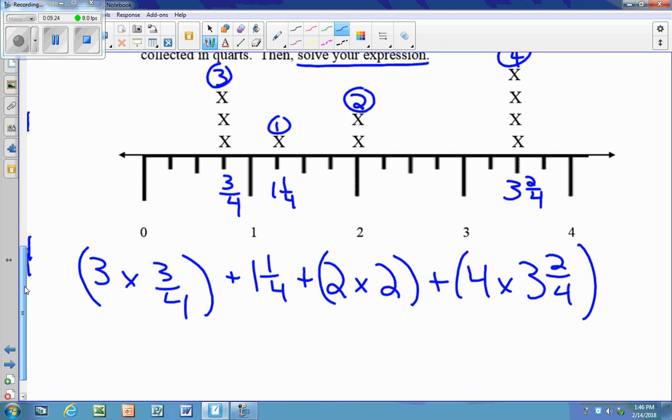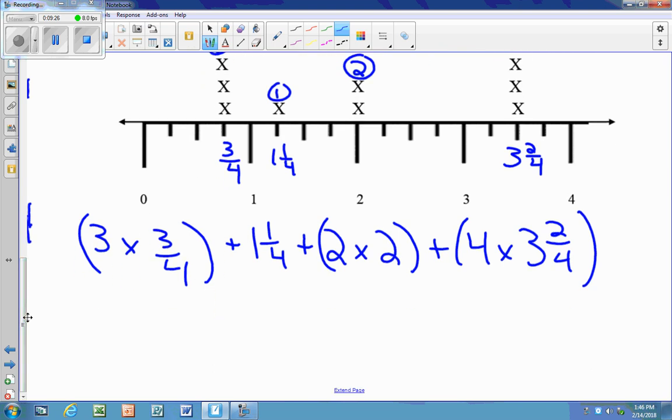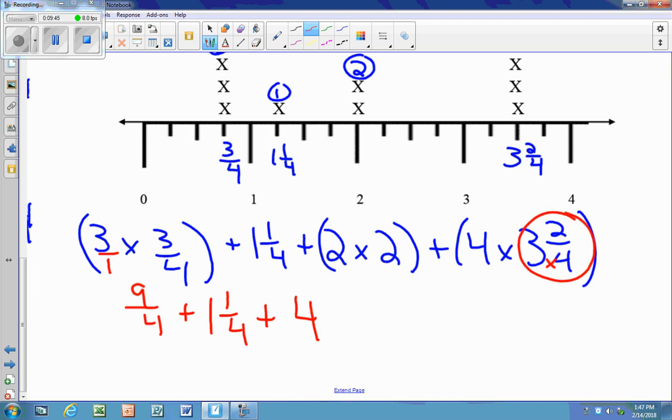So we're going to start right here with our 3 times 3/4, and when we go through this, we know that that's 9/4, because there's really a 1 right here. Then we have our 1 1/4 still, and we have our 2 times 2, which would be 4. And then we get over here, it's a little tricky. We have to first turn this. 4 times 3 is 12, plus 2 is 14. And we have to do 4 times 14/4. And when we do that, 4 times 14 is 54/4.